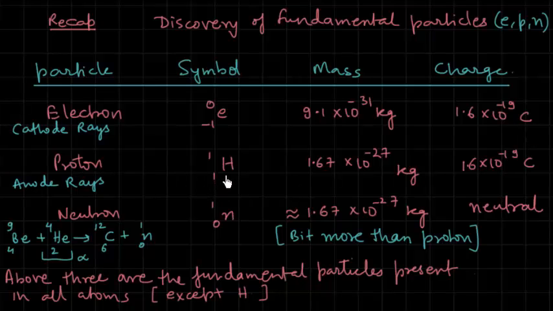For proton, the symbol is H 1 1. The nucleus of the hydrogen atom itself is a proton, so we write the proton as 1H1. Mass of the proton is 1.67 × 10⁻27 kg. Mass of neutron is also similar to the mass of proton. It's a bit more than proton, but for our sake let's take it as the same. Again, the charge on the proton is 1.6 × 10⁻19 coulomb and neutron is neutral. So the above 3 are the fundamental particles present in all atoms except hydrogen, because hydrogen does not have a neutron.